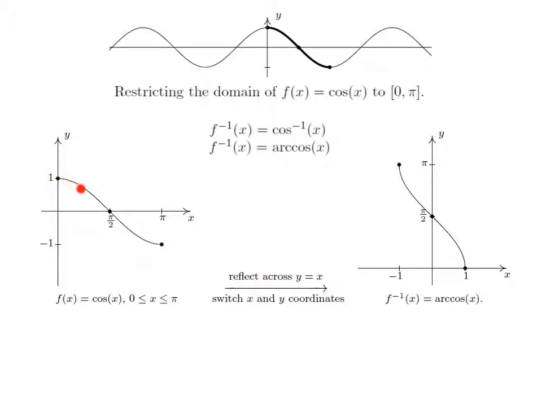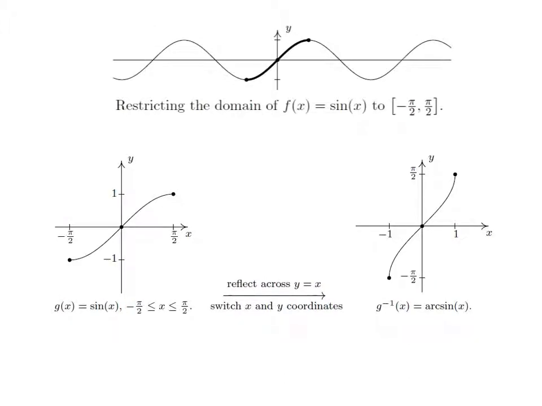So we see this section of the cosine wave between 0 and pi, and when we go to the inverse, we reflect across the line y equals x, switch x and y coordinates, and we get this shape. This is the graph of arccosine of x. The domain is -1 to 1, and the range is from 0 to pi. So you will never get any value outside of that from an arccosine. Arccosine will never give you a value below 0 or above pi. In other words, it'll only give you quadrant 1 and quadrant 2 angles.